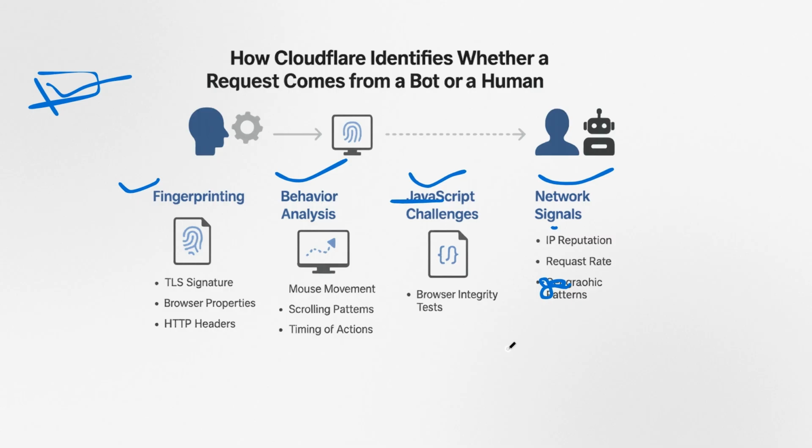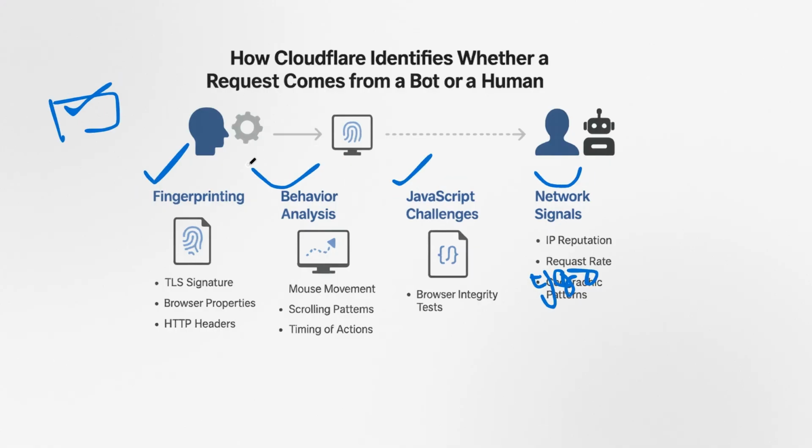Finally, Cloudflare combines all these signals, fingerprinting, behavior, JavaScript tests, and network intelligence, to calculate a bot score. If it looks like a human, then the request is successful. If not, Cloudflare will block or challenge the request.